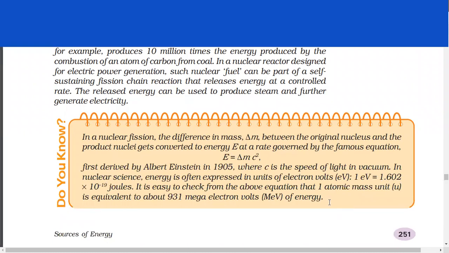Do you know? In a nuclear fission, the difference in mass between the original nucleus and the product nuclei gets converted to energy E at a rate governed by the famous equation E = Δmc², first derived by Albert Einstein in 1905, where c is the speed of light in vacuum. In nuclear science, the energy is often expressed in terms of electron volts. 1 electron volt is equal to 1.602 × 10^-19 joules. It is easy to check from the above equation that one atomic mass unit is equivalent to about 931 mega electron volt of energy.